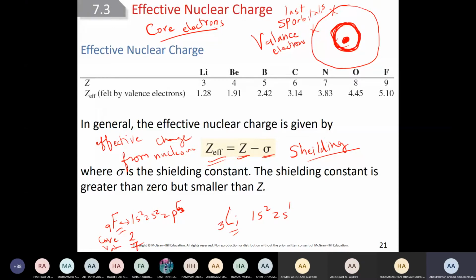As I told you last time, I don't want you to memorize these numbers, but what do you notice as you go across the periodic table? It increases. Is this clear? This is very important. We are going to have many subjects related to this. You can see you start from 1.28 to 1.91 to 2.24 until you go to 5.10. This means it's increasing as you go across the periodic table like this.